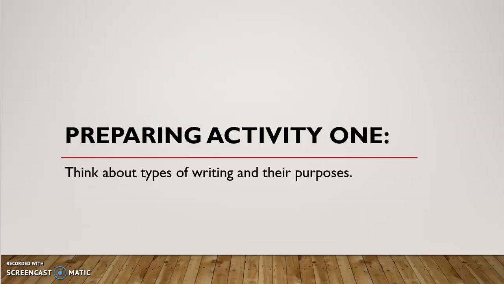All right, so now we're going to transition into an activity. But before we do that, I want you to think about the types of writing and their purposes. Right, we know that we have literary text, which is to entertain. We have expository text, which is to inform or explain. We have persuasive text, which is to persuade or to convince. So those are the three genres that we're focusing on, and those are their purposes.